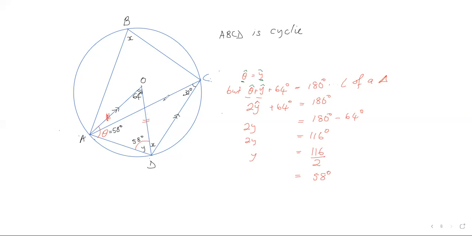Now, we need to get this angle here, but AO is parallel to CD. So if I move here, I can tell that this angle is 32 here. So angle CAD will be 58 minus 32, but our interest is on X here.